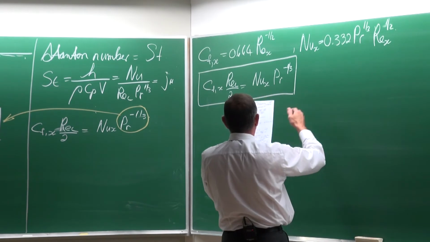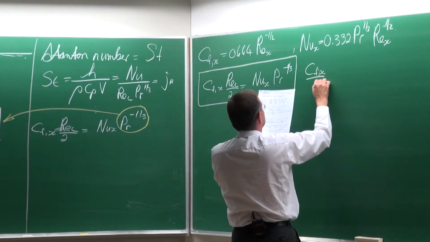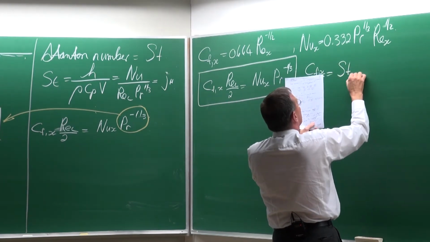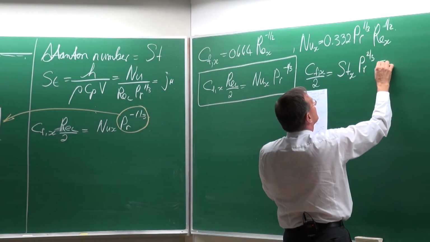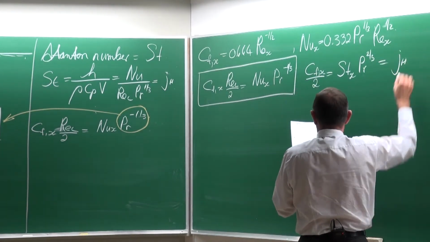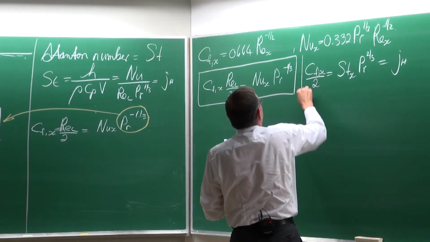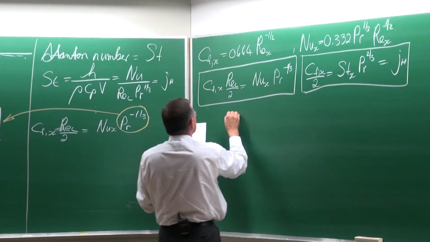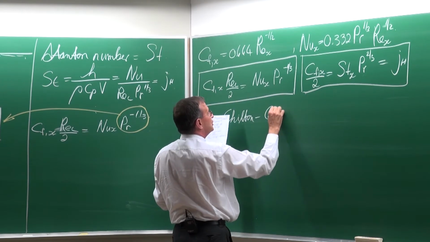I've already written that down, sorry. Or you can write it as Cf,x divided by 2 is equal to the Stanton number times Prandtl to the 2/3, which is equal to the J factor. And these two equations are now called the Chilton-Colburn analogy.